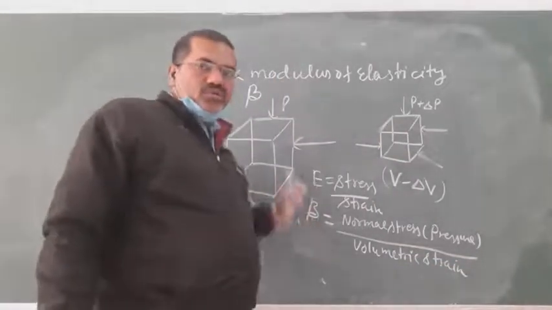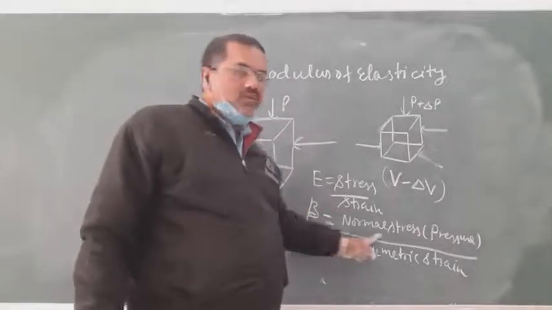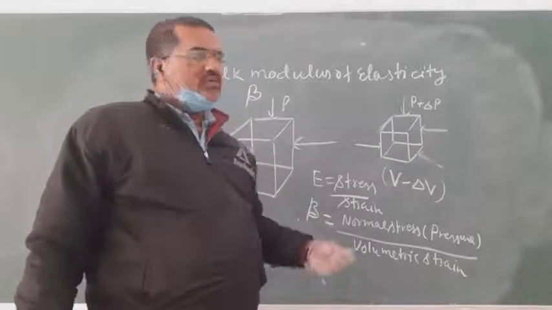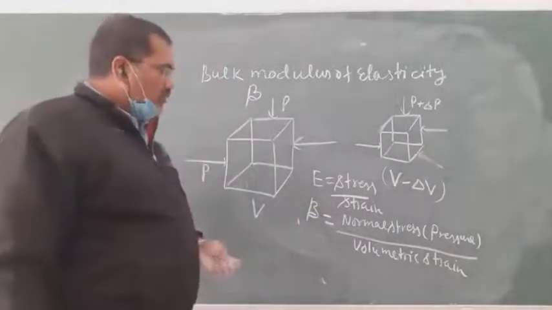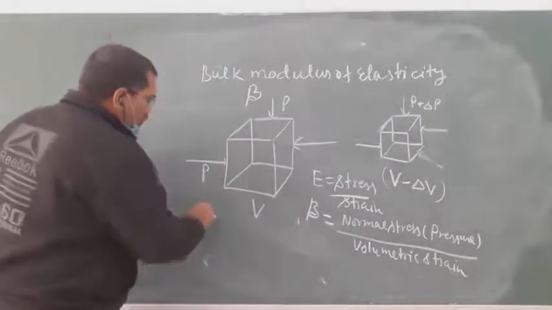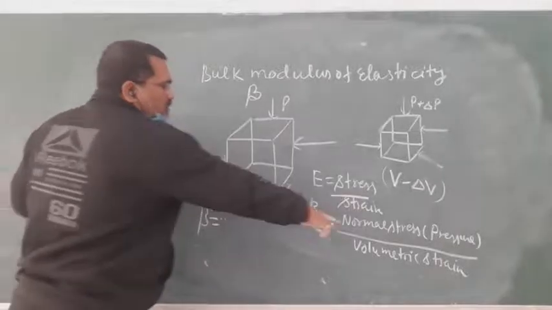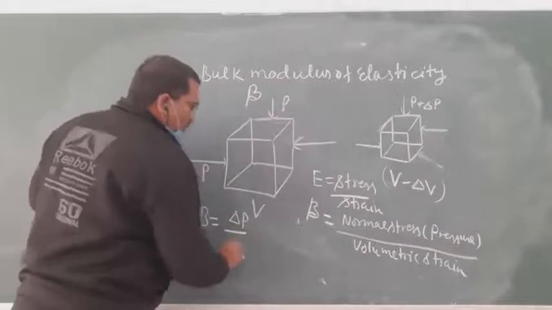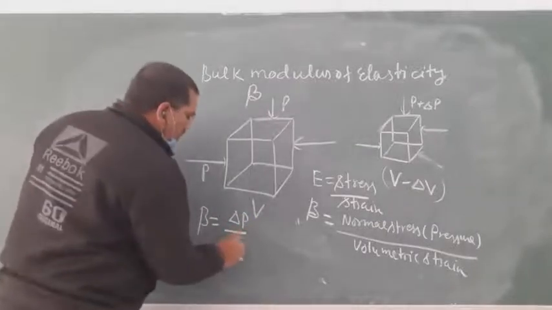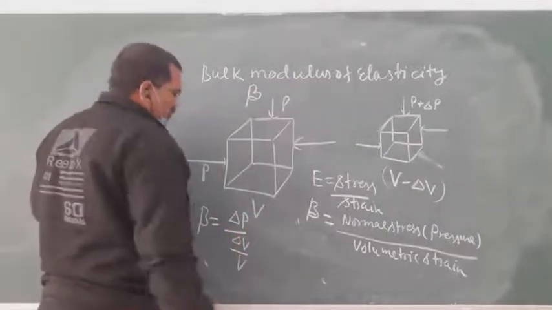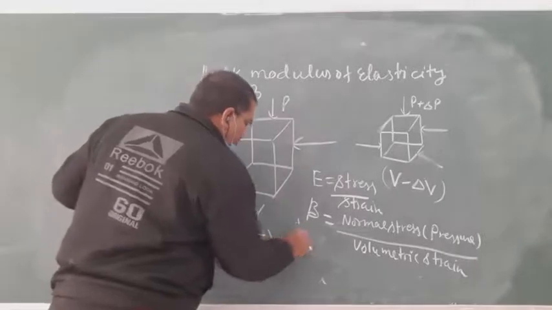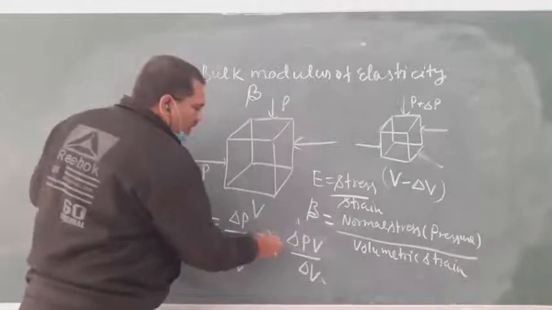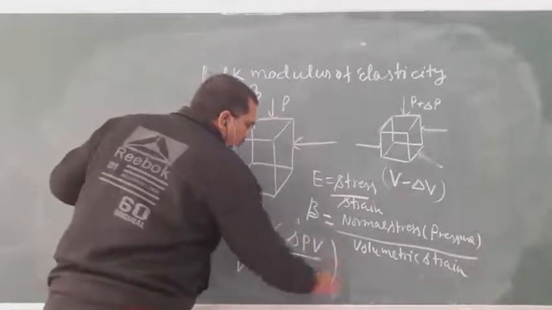E changes into beta, stress changes into normal stress, that is pressure, and strain is volumetric strain because volume is changed here. So you can write in proper manner: beta equal to pressure change delta P, this is the normal stress, and volume change delta V upon V. A minus sign should be added here.